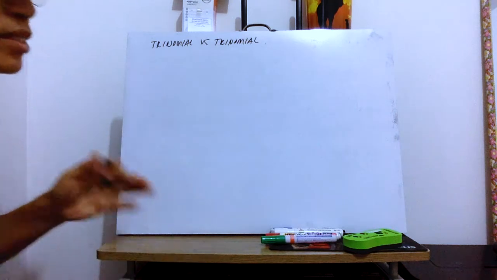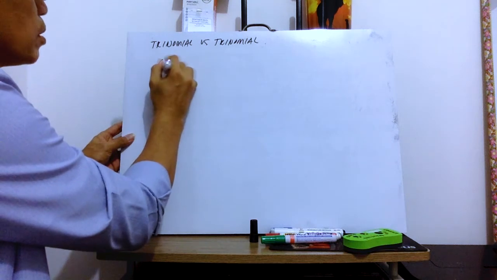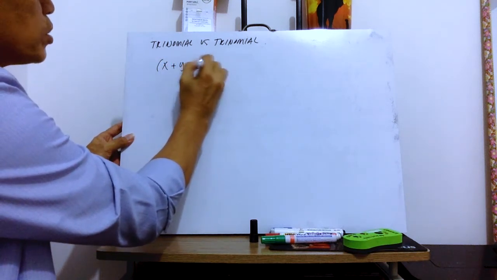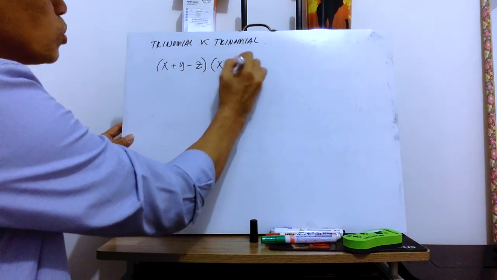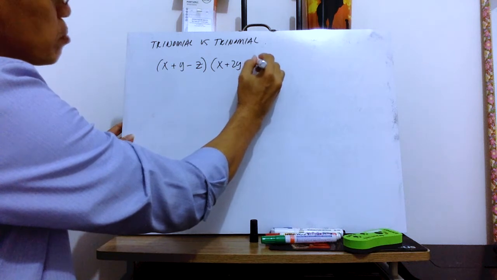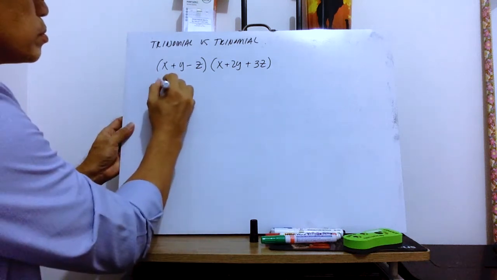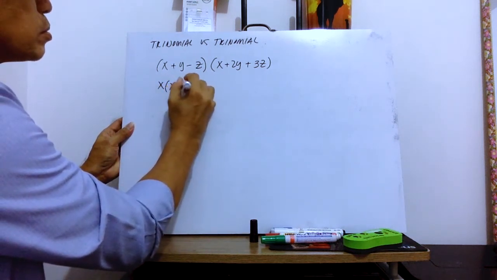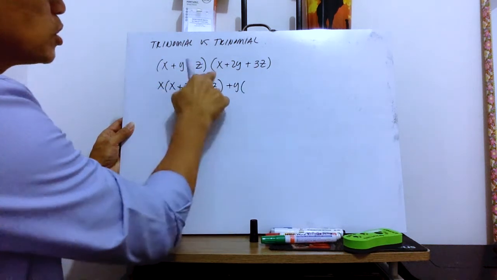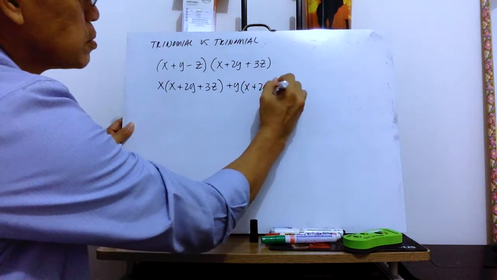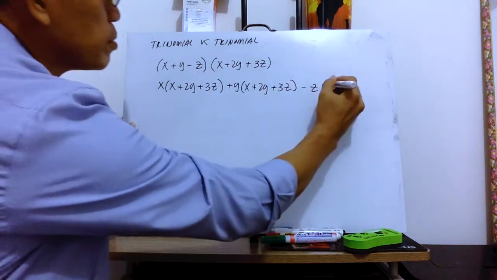It's the same thing as the one I discussed earlier, right? For example, x plus y minus z, then x plus 2y plus 3z. Okay? Write the first term, distribute. Write the second term, distribute. Write the third term, distribute.